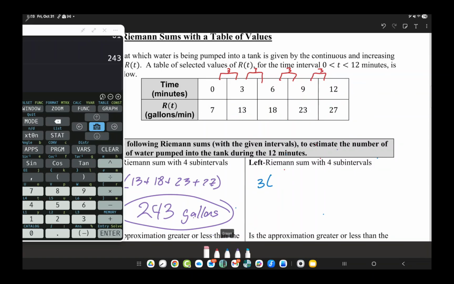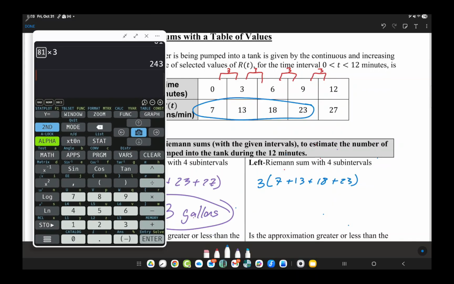So here we're using the left. On the left side, we're using the left values. So 7 plus 13 plus 18 plus 23, times 3. 183 gallons.